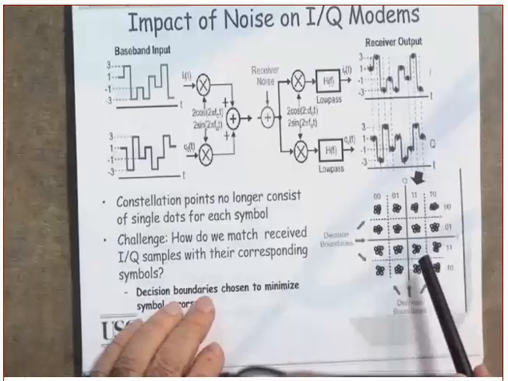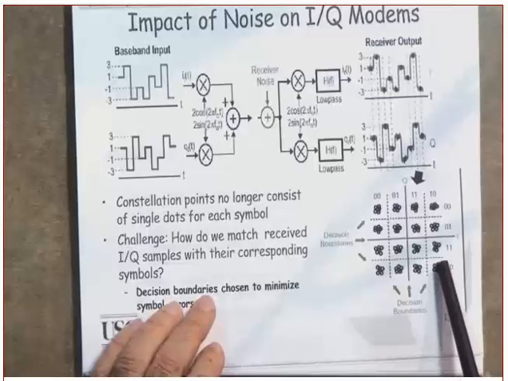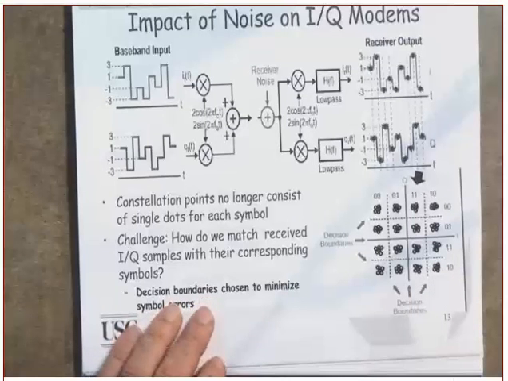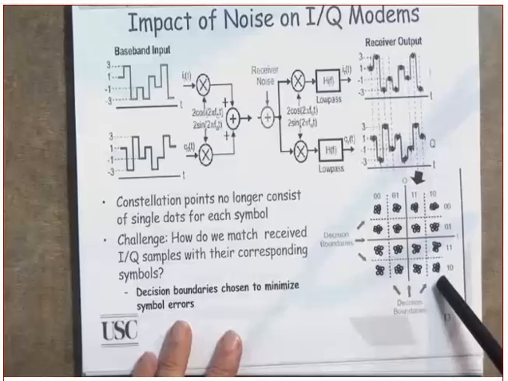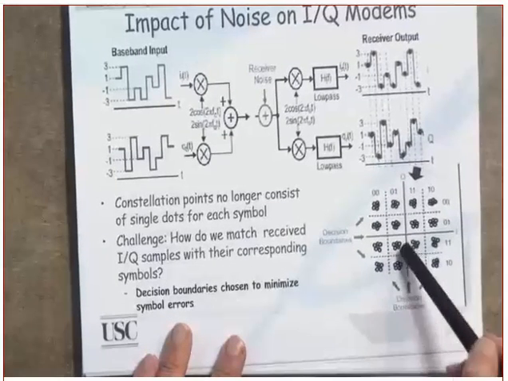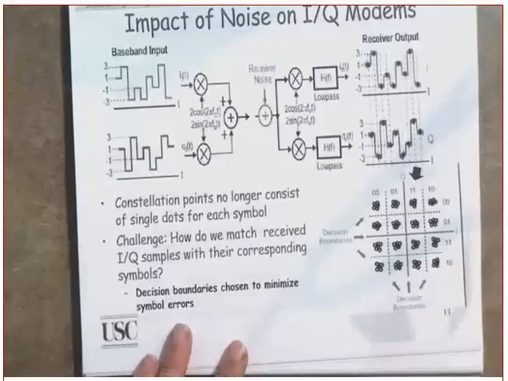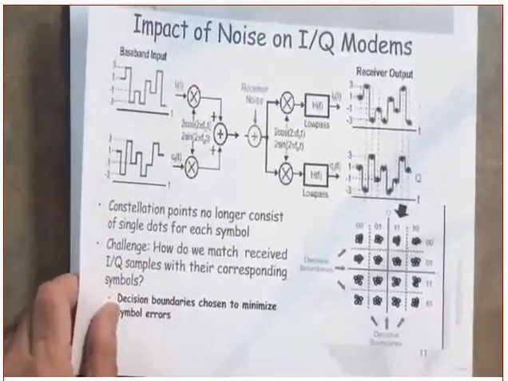Notice, by the way, as long as this point remains and its variation remains within the boundary region, the receiver will make the right decision. It's only when the noise is bad enough to take this one to here or to here or to here or anywhere else. It's where the receiver is going to make errors in the decisions. Clear?